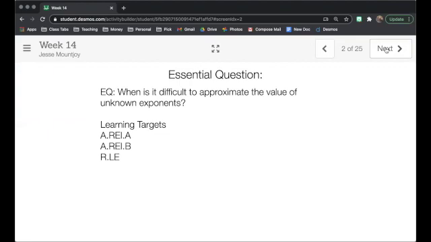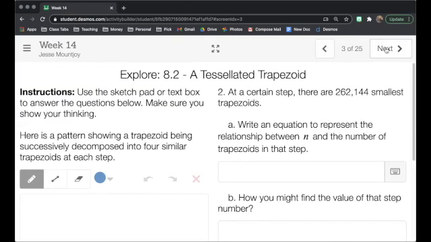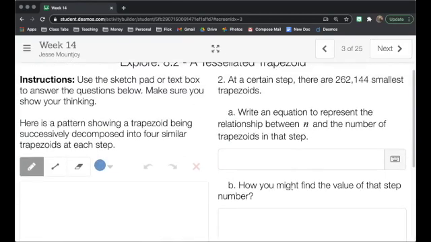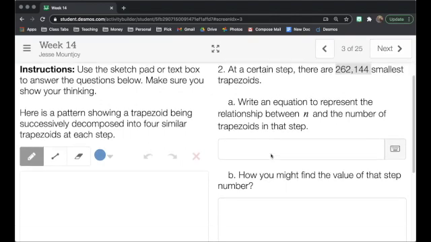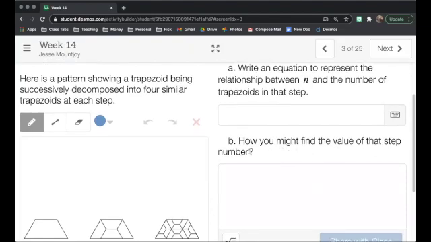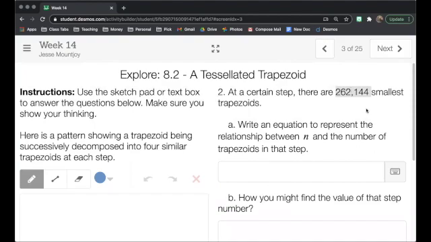What's making it difficult? All right, so we still have our trapezoids, and I want you to answer this two-part question here. So at a certain step, there's going to be 262,144 trapezoids. That's a lot of trapezoids. So we don't know what step it's on. It's on a certain step. Write an equation to represent the relationship between n and the number of trapezoids. So is there a quick and easy equation that we can use to calculate trapezoids for this pattern? And then how might you find the value of that step number? So when is this going to happen?